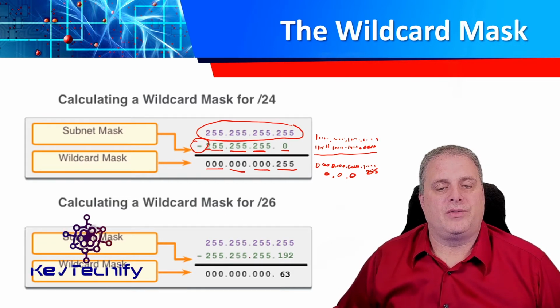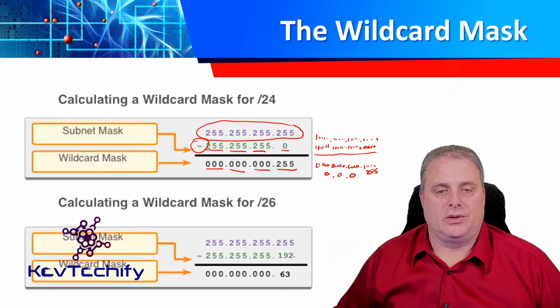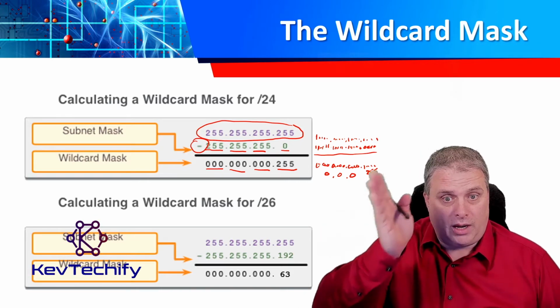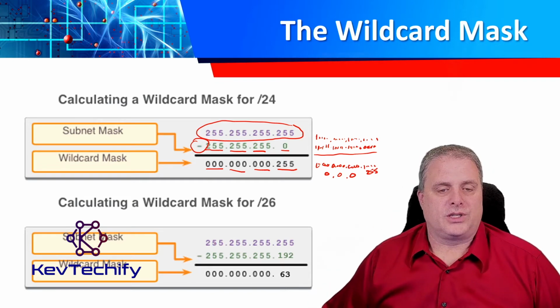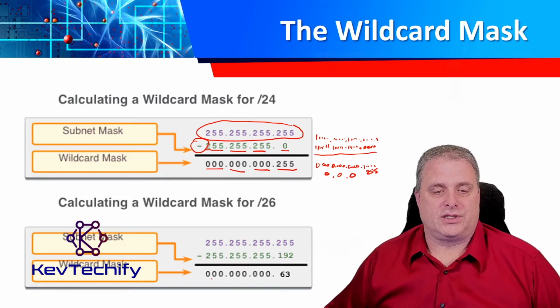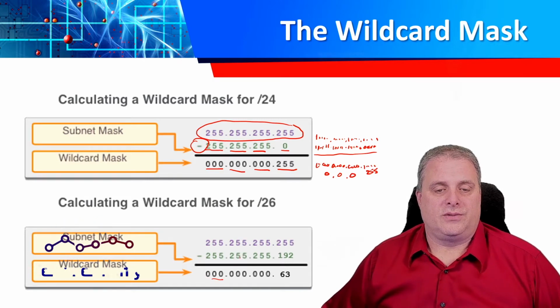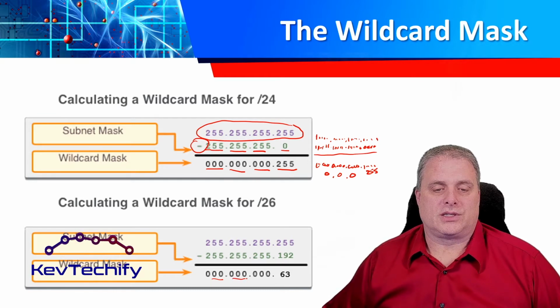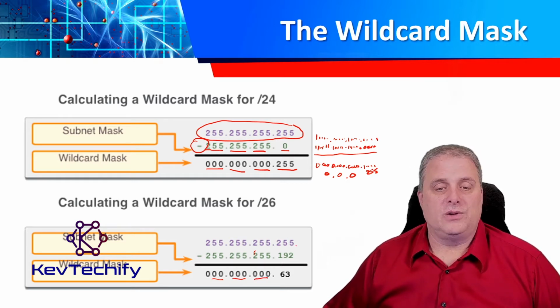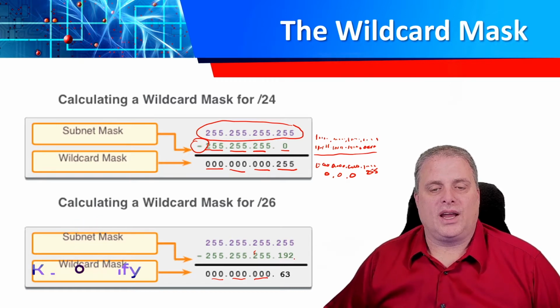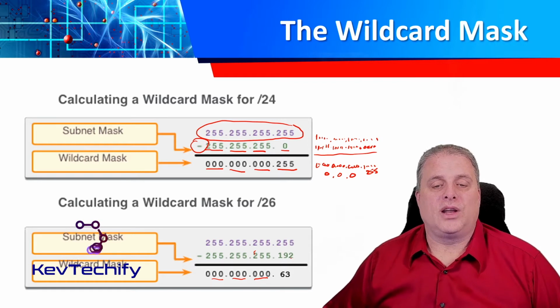A /26 is 255.255.255.192. We're borrowing 2 bits, a 128 plus a 64, that gives us 192. And then we subtract them. Subtract the first octet, 255 minus 255 gives us zeros again. Second octet, 255 minus 255 gives us all zeros. Third octet, 255 minus 255 gives us all zeros. And then the last octet, we start off with the 255, and then we minus that value of the subnet mask of 192. So 255 minus 192 gives us 63.